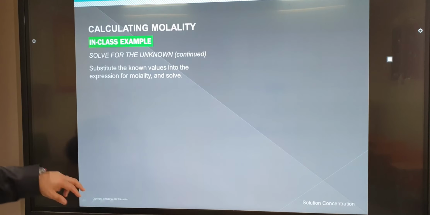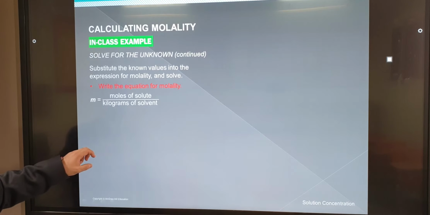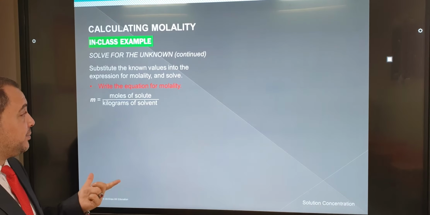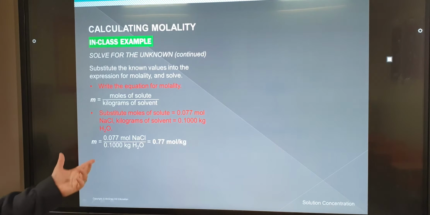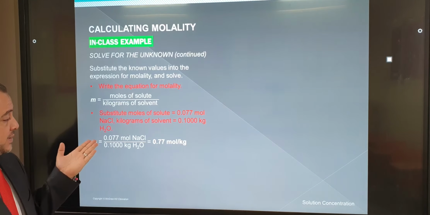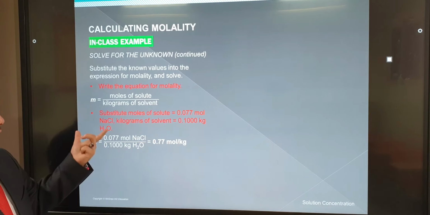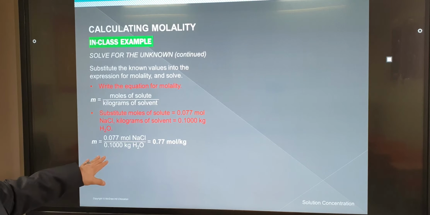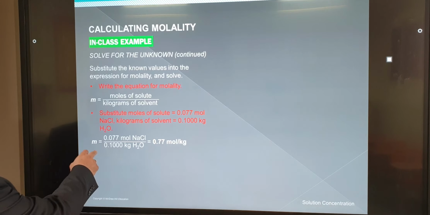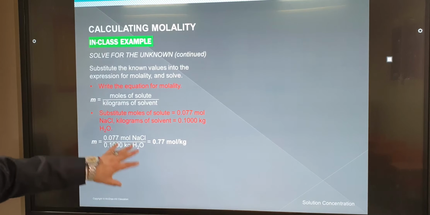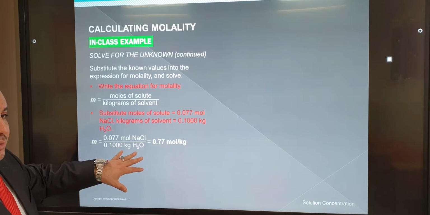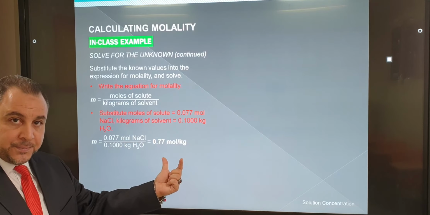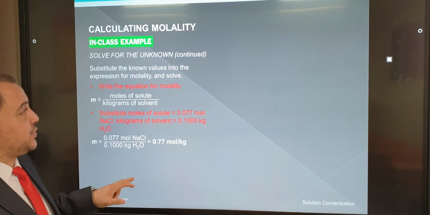After that, substitute the known values into the expression for molality and solve. Molality equals what? Moles of solute divided by kilogram of solvent. The moles of solute that we calculated, 0.077, divided by the kilogram of solvent that we calculated, 0.1 kilogram. So finally it equals 0.77 mole per kilogram, and this is the measuring unit of molality: mole per kilogram. Okay?